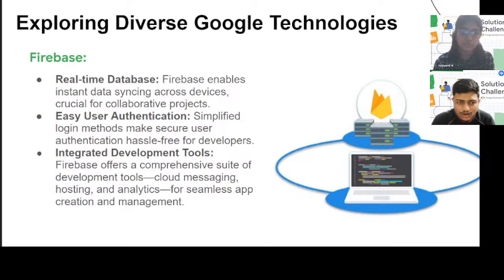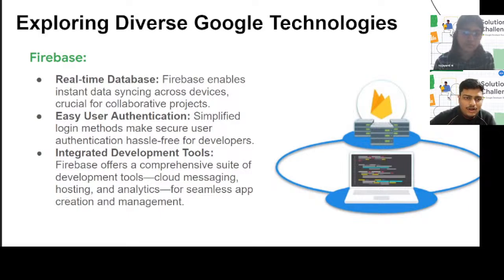For web developers, Firebase is like a catalyst in their development phase, right? Because Firebase is a backend as a service. Many people think it's only a database or a storage platform, but no, it's more than that, because it provides us many features like authentication and cloud messaging, hosting and analytics for seamless app creation and management, right?